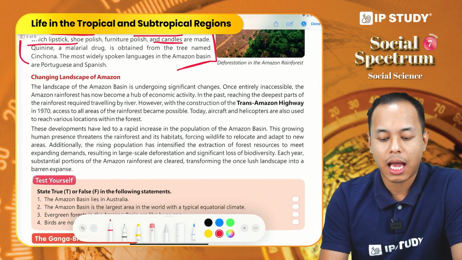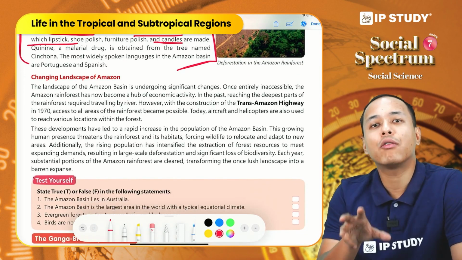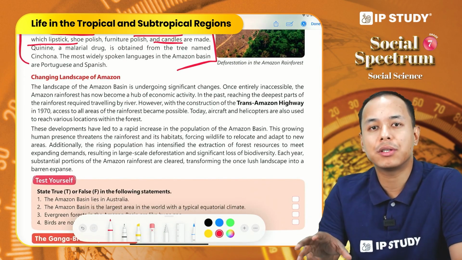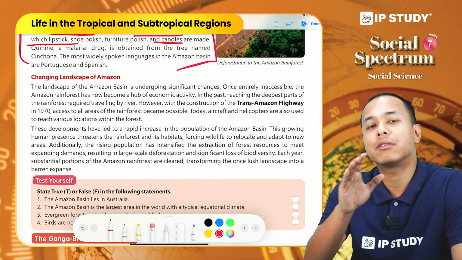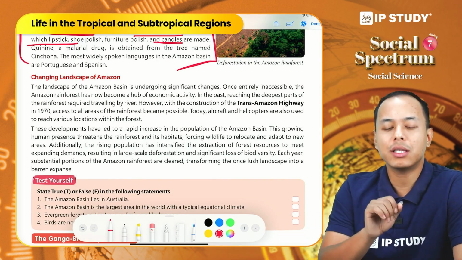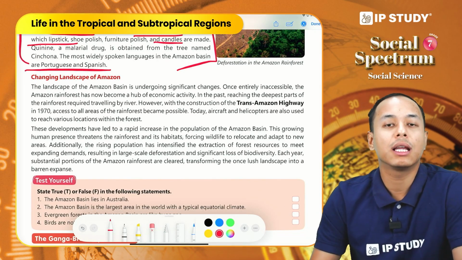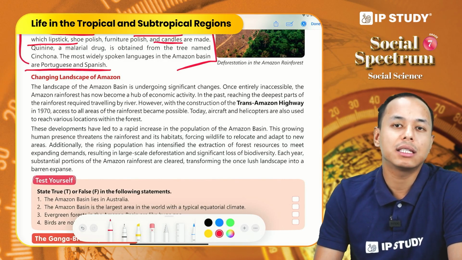And when we see the overall language spoken in the Amazon basin, I'm not talking about the tribal people, but the overall language, the most widely spoken languages are Portuguese and Spanish.